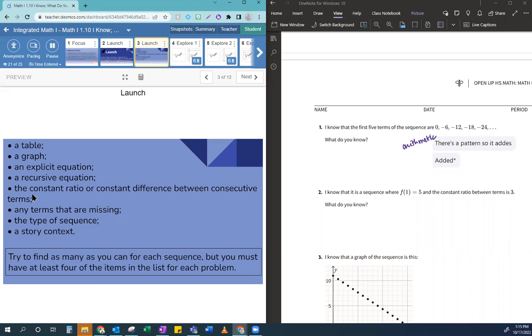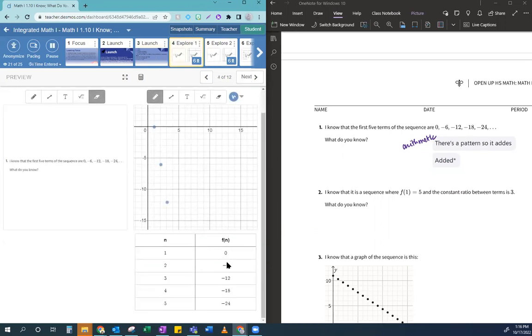Okay, so yeah, exactly. We're going to find the constant or common difference. What does that mean, Miss Johnson? Well, all it's saying is if I go back here to my table, it's the number that you add or subtract to get to the next number.